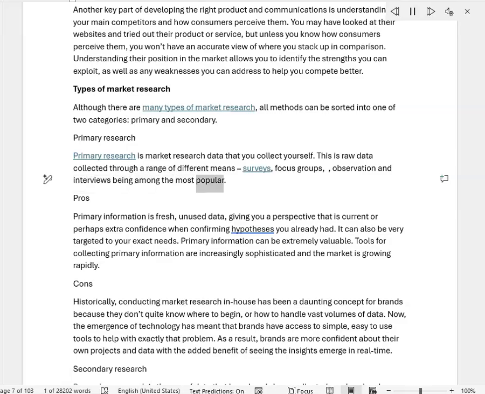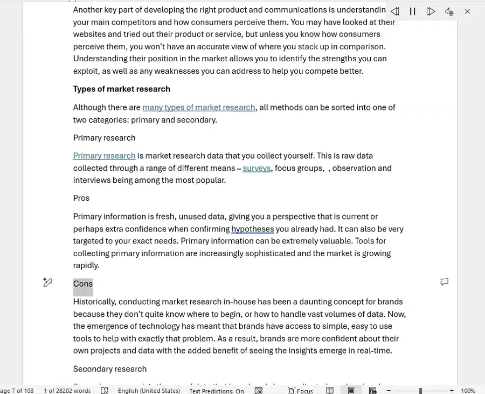Pros. Primary information is fresh, unused data, giving you a perspective that is current or perhaps extra confidence when confirming hypotheses you already had. It can also be very targeted to your exact needs. Primary information can be extremely valuable. Tools for collecting primary information are increasingly sophisticated and the market is growing rapidly.